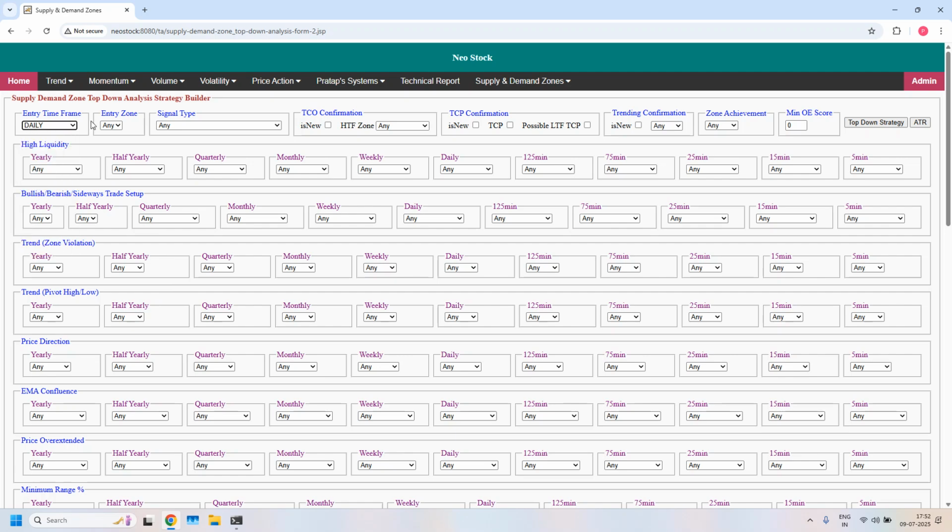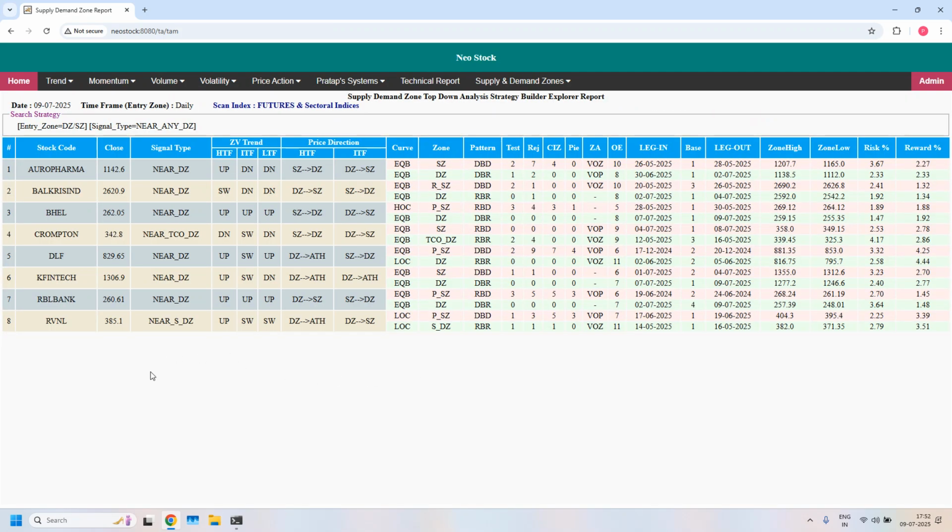Okay, first daily time frame, stocks near to the daily demand zone. We got 8 stocks. Let us identify daily high liquidity demand zones. RVNL is having a daily high liquidity demand zone. So we got only one daily high liquidity demand zone from this list.